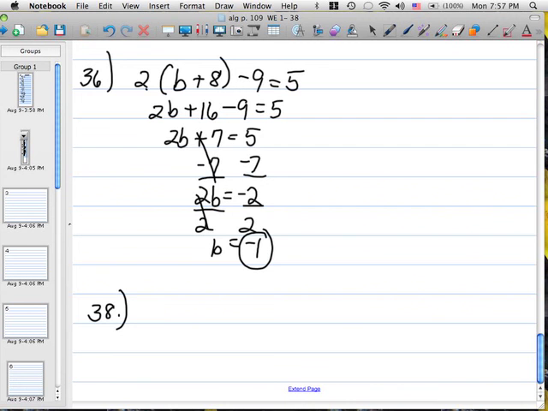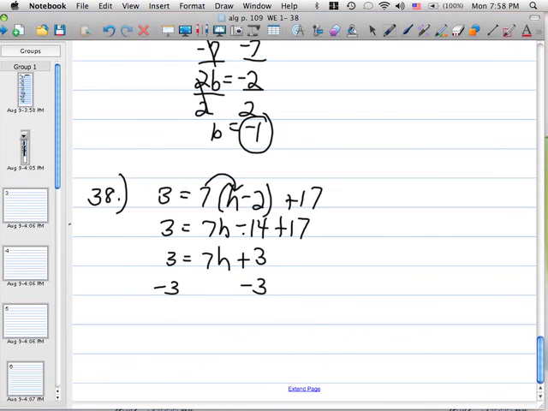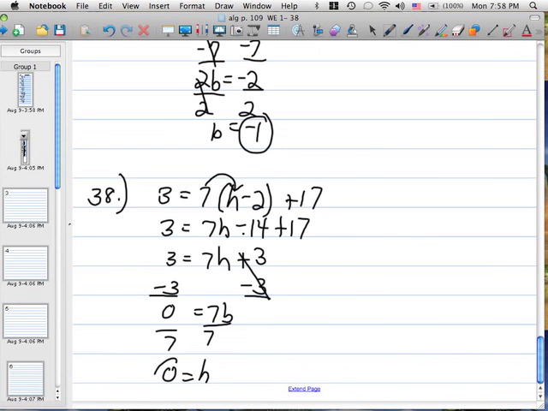And the last problem, 38, 3 equals 7 times the quantity h minus 2 plus 17. Eliminate the parentheses first. So 7 times h is 7h. 7 times the negative 2 is negative 14 plus 17. A negative 14 and a positive 17 is going to be a positive 3. Undo the adding 3 first, so we subtract and we get 0 equals 7h, and if we divide by 7, we find out that 0 equals h.